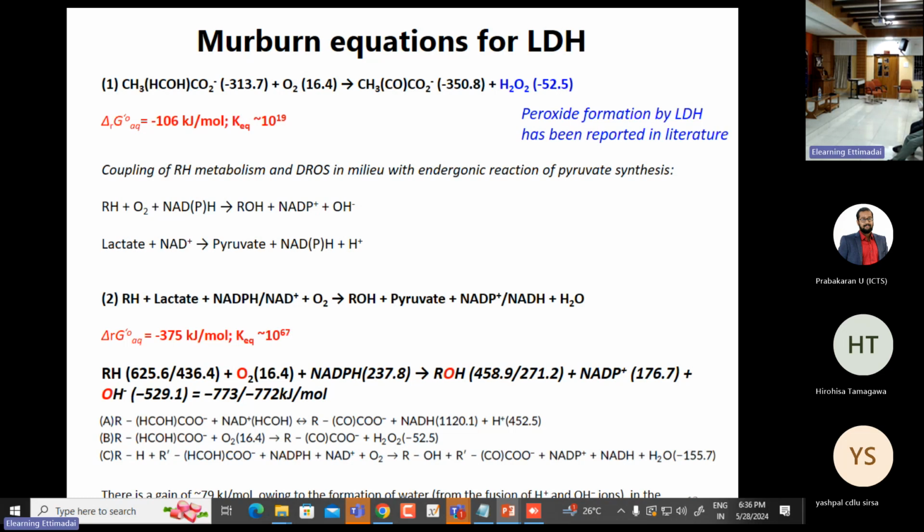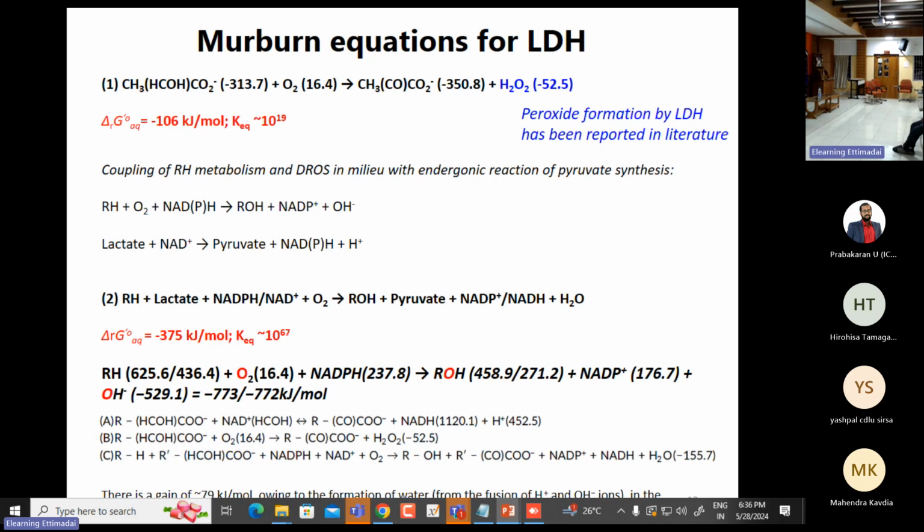Now classically, both these places are very rich places where you have a lot of ROS production. In mitochondria, there is a lot of reactive oxygen species. In liver, because you have a lot of cytochrome P450 enzymes, liver is very reddish brown in color because of the presence of cytochrome P450 enzymes. And heme is the coenzyme that is present in those cytochrome P450s. So why does it go to the liver? We got to answer that question.